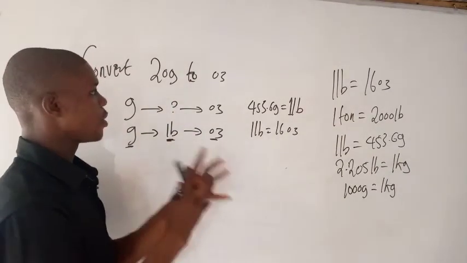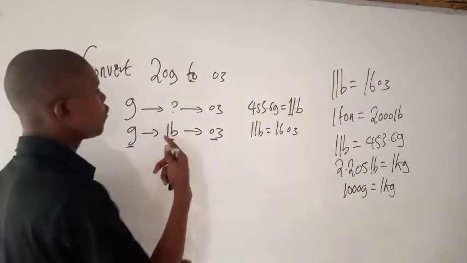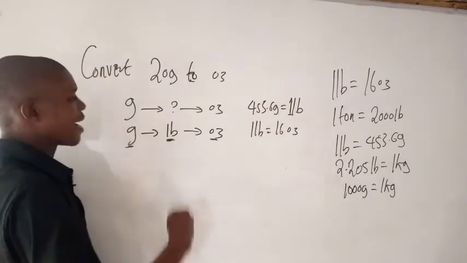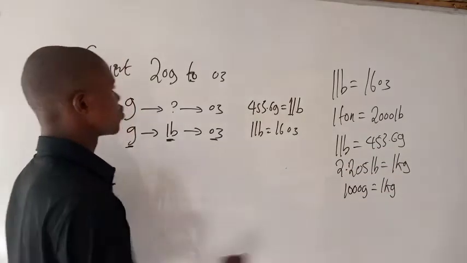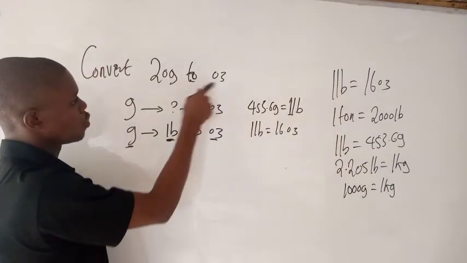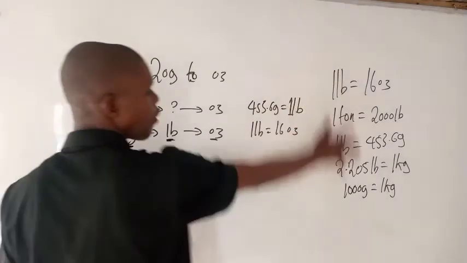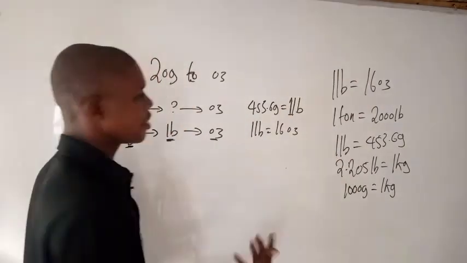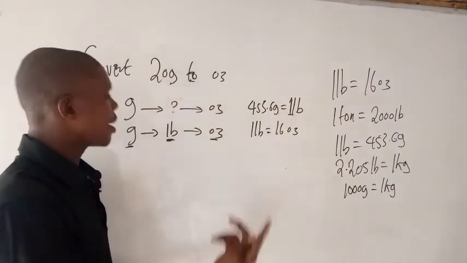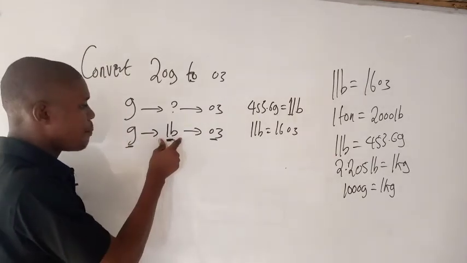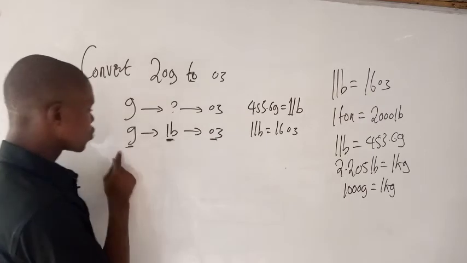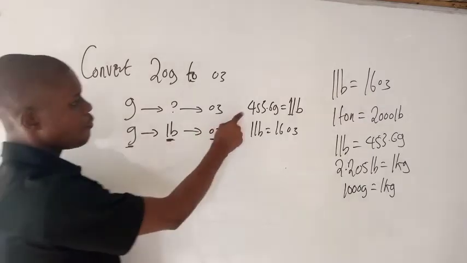between the two of them, what you are going to do is look for the one you can convert it to before you get to what you want to find. So here we are asked to work from gram to ounce, but from this one given to me, there's no direct relationship between gram and ounce. So what am I going to do? I'm going to convert from gram to pounds, then pounds to ounce. Do you get? So the relation between gram and pounds is what?